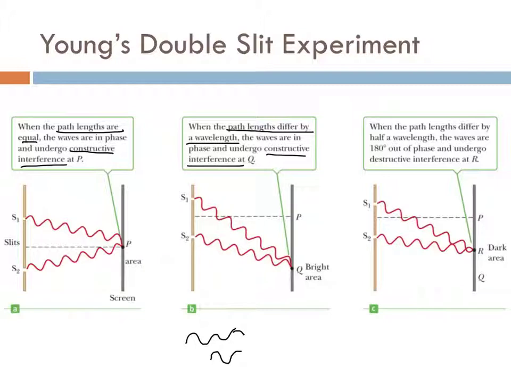The other situation is when the path lengths differ by half of a wavelength. What that means is if I have one wave like this, and my second wave is exactly 1/2 wavelength off, you're going to see that I'm going to have destructive interference, meaning that a crest is meeting up with a trough. Again, crest with a trough, trough with a crest. So we're going to actually have the dark bands happen at these points.